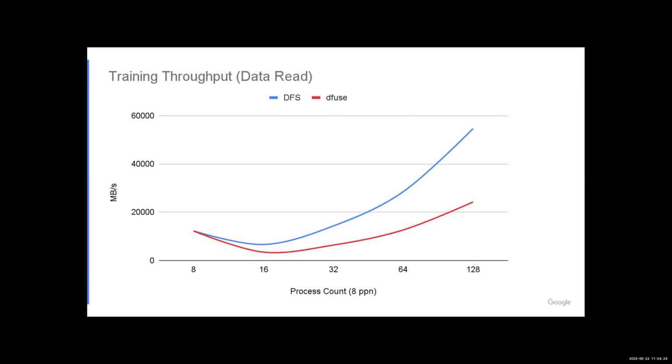But yeah, here we can see the read throughput scales nicely with the number of processes and the data set size. Especially as we start to get into the larger process counts, we're basically doubling performance. And we're also scaling nicely with the data set size.